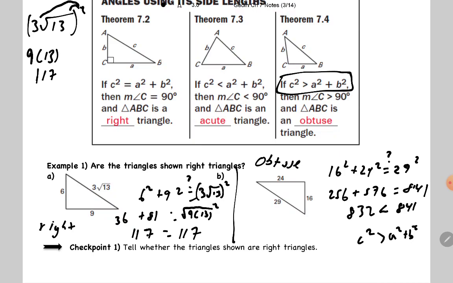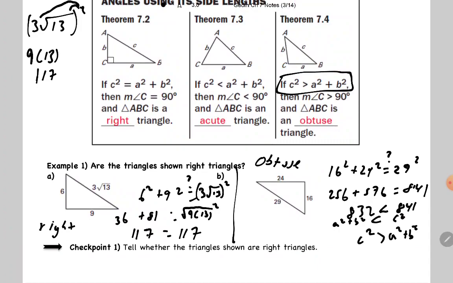Alright. So this was originally a squared plus b squared is less than c squared. That means c squared is bigger than.